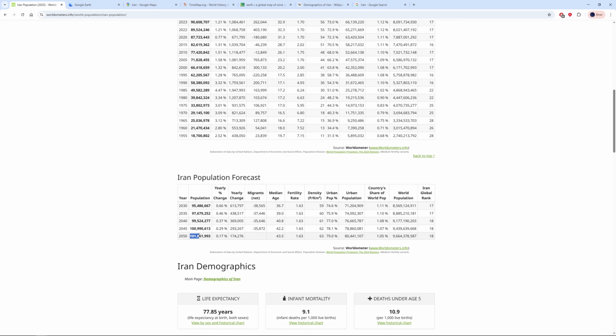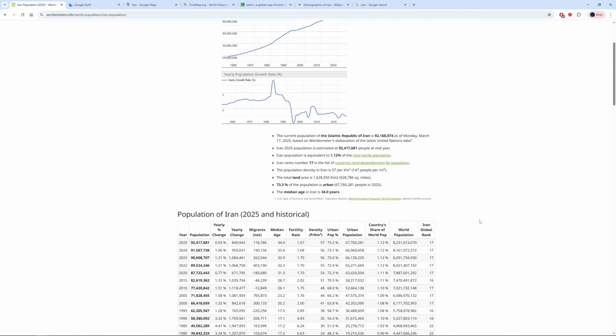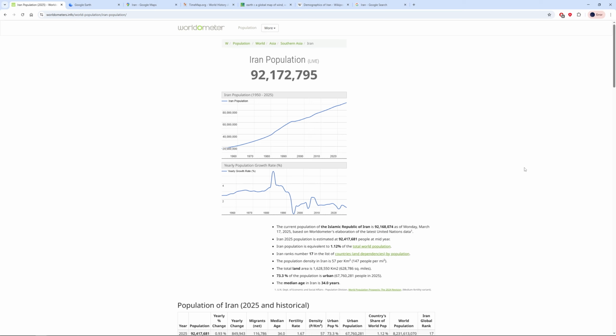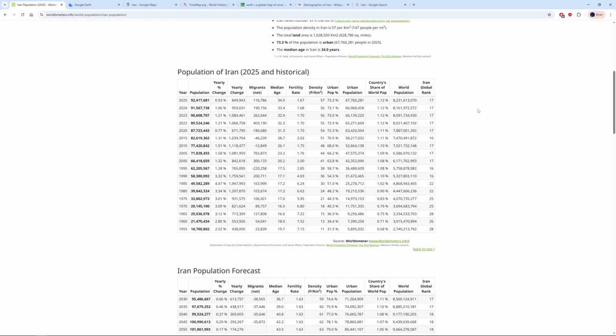So if they go to 100 million people, that would be something for them, but I have a feeling that in reality they're not going to reach 100 million people. So the population of Iran is going to stay around this number. Even if they increase by 5 or 6 million, it's not going to make that much of a difference when you have 92 million already in your borders.